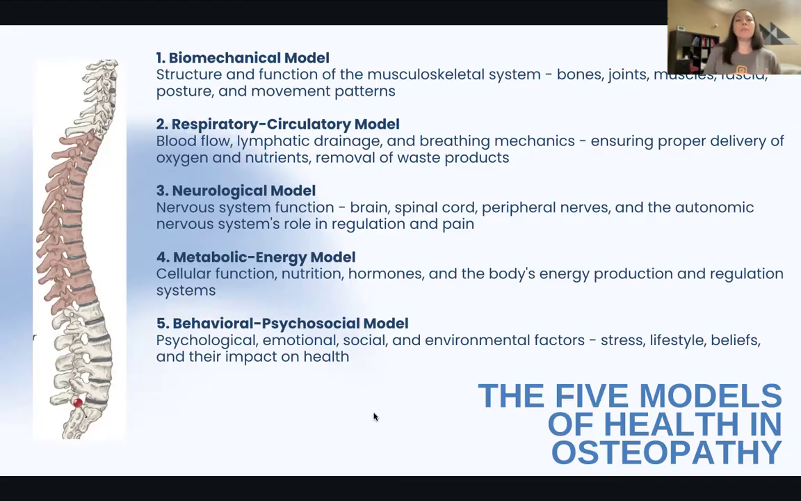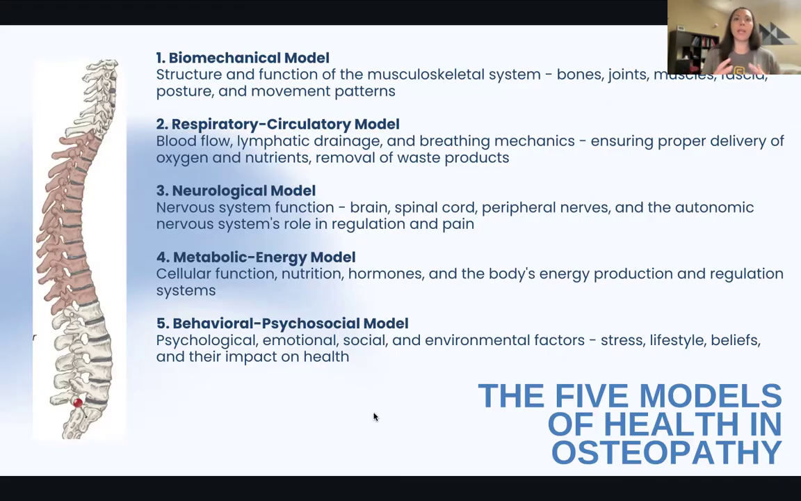Then we have the respiratory circulatory model. That's when we're looking at blood flow, lymphatic flow, breathing mechanics, ensuring proper delivery of oxygen and nutrients, and removal of waste products. So this might be where you might get more lymphatic drainage. We're always looking at making sure that we've got good blood flow to hypertonic muscles, into joints. We want to make sure that the breathing mechanisms are working well.